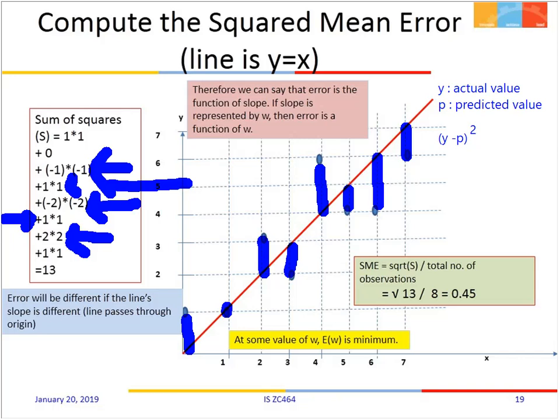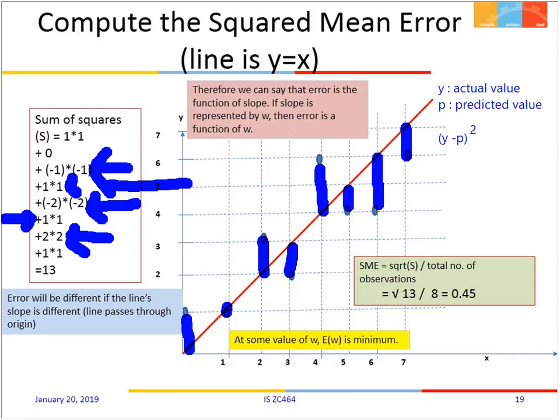Whether this error is the minimum, had we changed the line based on its own intercept and slope, the entire quantum of error would have changed, right? Right now I am not typing anything, Tanveer. I just typed y minus p in modulus. That was the last.